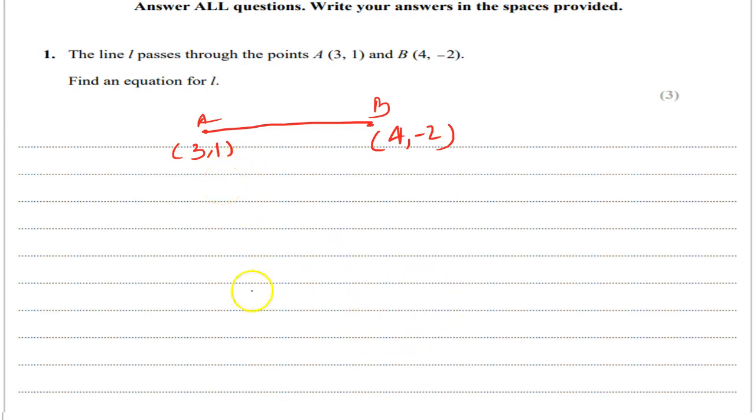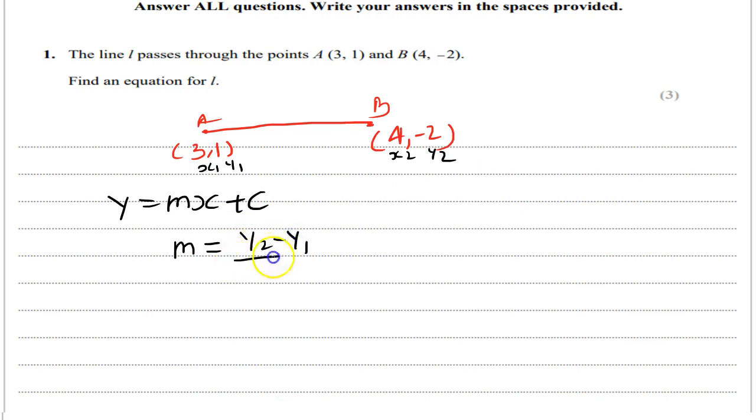The equation of a line is given by y = mx + c, and m is the gradient here. So how can we calculate m? If this is x1, y1 and this is x2, y2, then m is given by y2 minus y1 over x2 minus x1. So it will be minus 2 minus 1, over 4 minus 3, so we get minus 3 over 1.